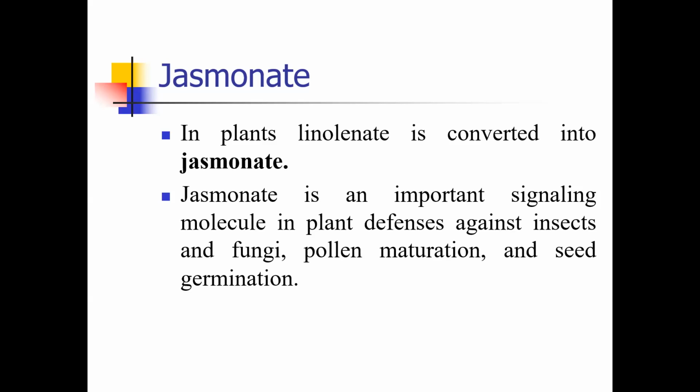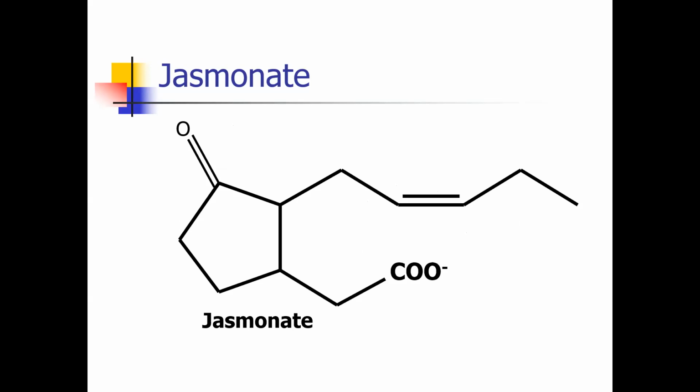And if that wasn't enough, plants also make eicosanoids, and they're important in plant defenses against insect insults, fungal infections. They're also important in pollen maturation and seed germination. One of them is called jasmonate, and jasmonate is a signaling molecule, and jasmonate also initiates the synthesis of other eicosanoids that are important in plant defenses. This group of molecules are sometimes called phytoalexins.